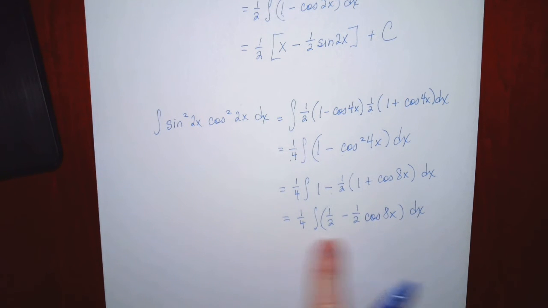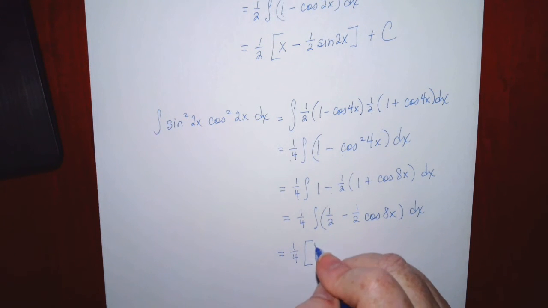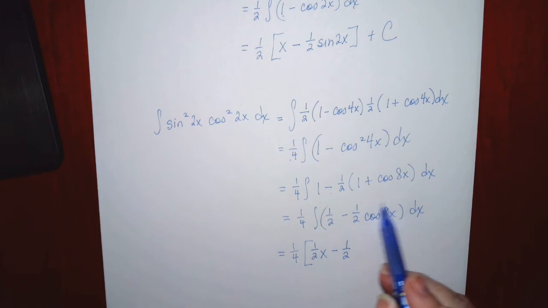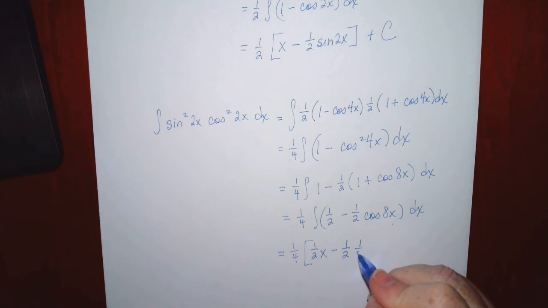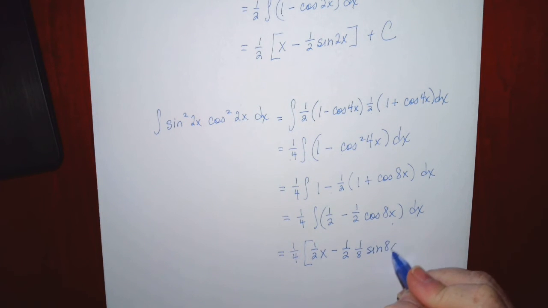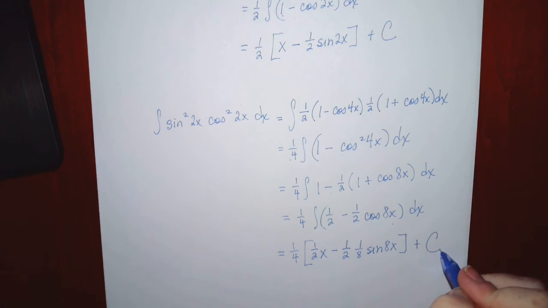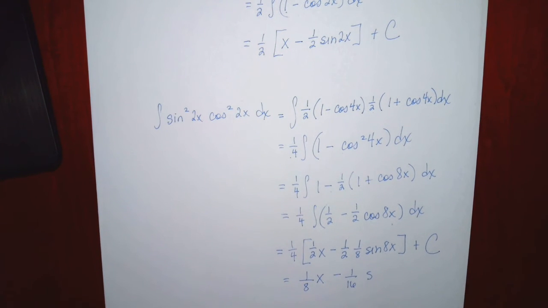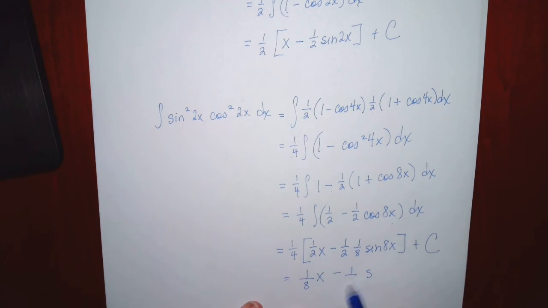And if you want to, you could then factor that 1/2 out front. I'm just going to leave it this time, but that would be 1/4 times the integral of 1/2 dx is 1/2 x minus the integral of cosine 8x is 1/8 sine 8x, and then plus c. So we get 1/8 x minus 1/16. Oh, sorry, 1/16 times 4 would be 1 over 64. Forgot I was multiplying through there.